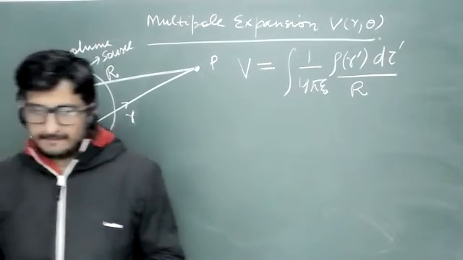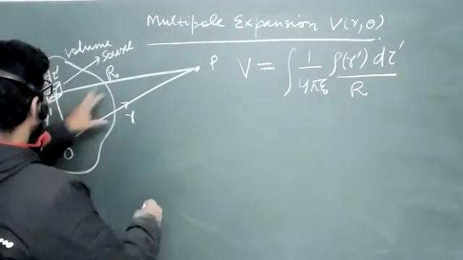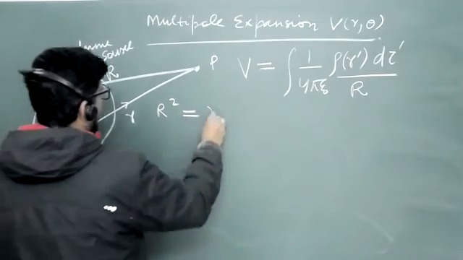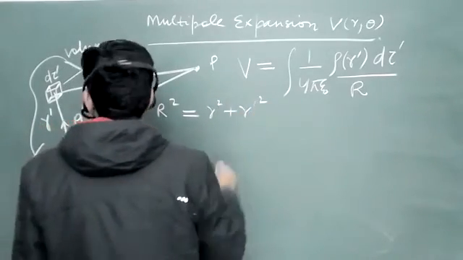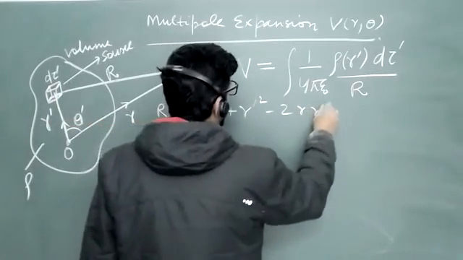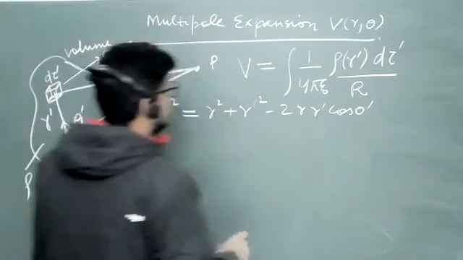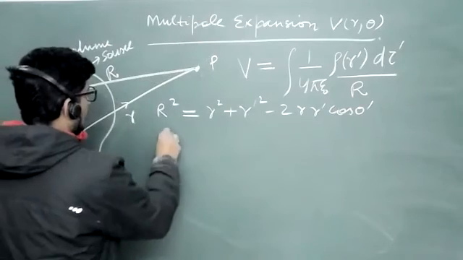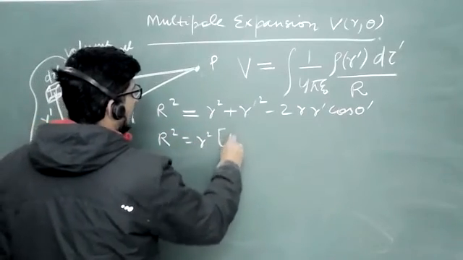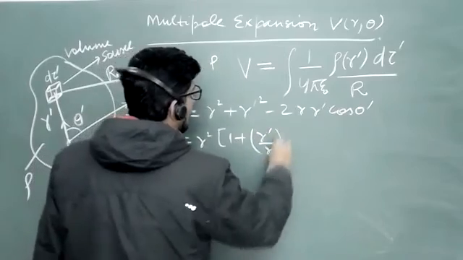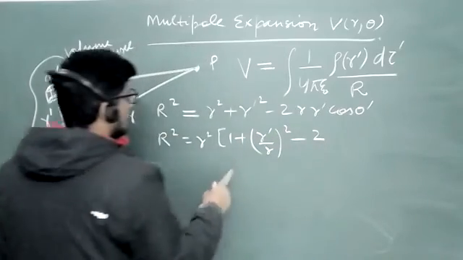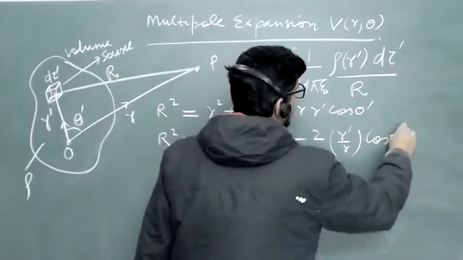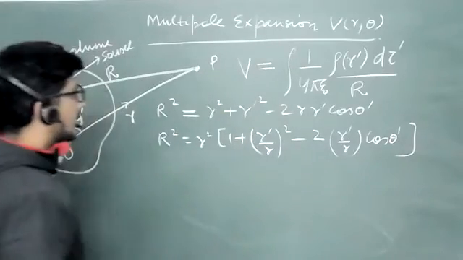So let's do it quickly. What is that law? Write the cosine law. Help me. R square will be equal to R square plus R dash square minus 2 R R dash cos theta dash. Is this okay? What do we need here? 1/R. Write quickly. So R square will be equal to R square times 1 plus R dash by R whole square minus 2. R square is common, so it will become R dash by R and cos of theta dash, right?